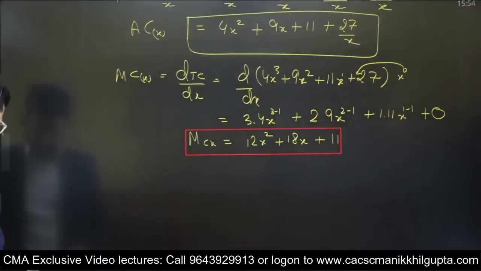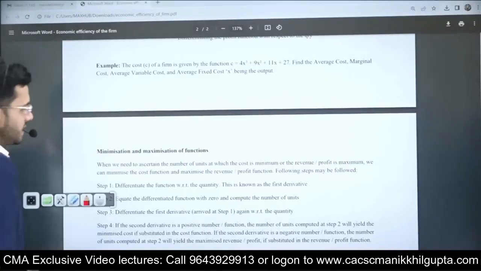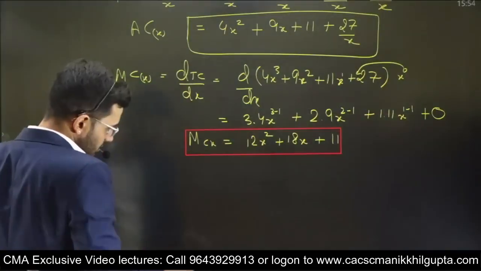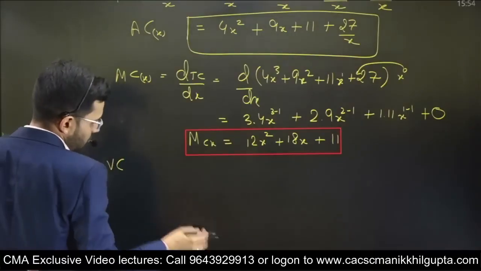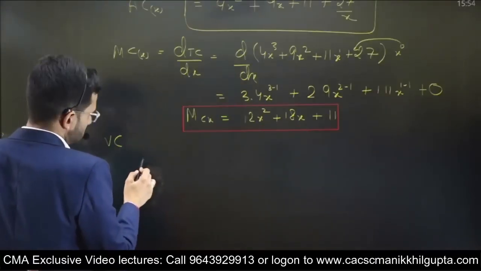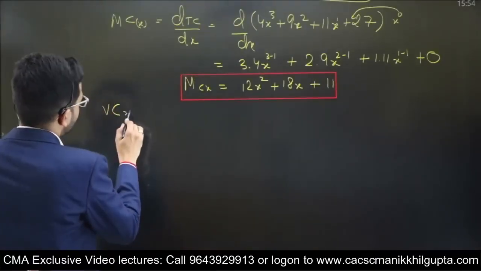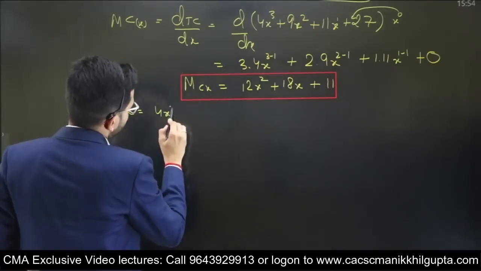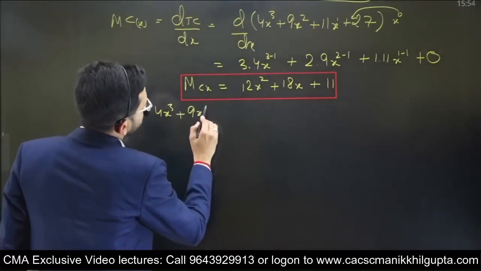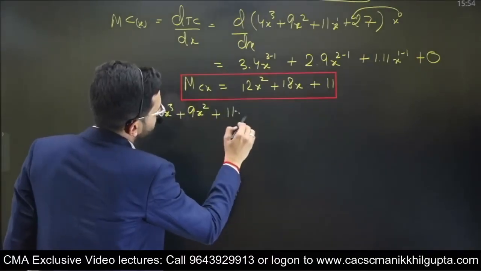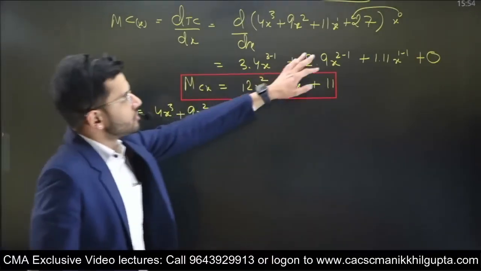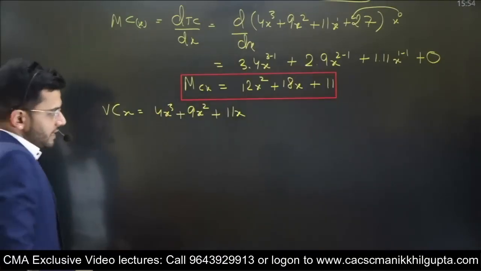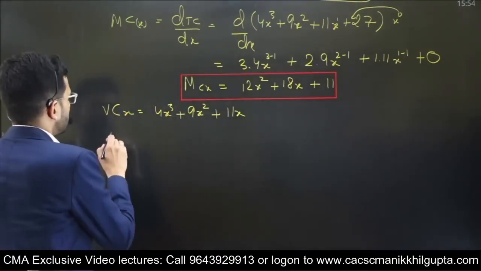Okay. Now what is the next ask? Average variable cost is required to be computed. So first we'll compute the variable cost, then we'll compute the average variable cost. Variable cost will be 4x cube plus 9x square plus 11x. We will exclude the fixed cost, 27. Variable cost is 4x cube plus 9x square plus 11x.